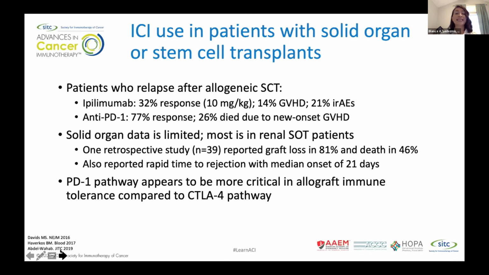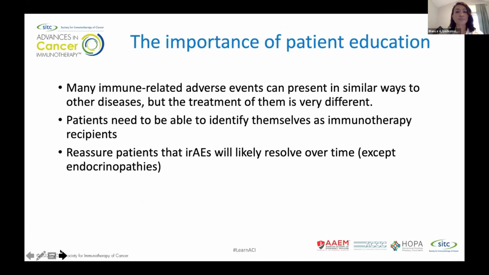The solid organ data is really limited. Most of it is with renal solid organ transplant. There is some data with other solid organ transplants, but it's mainly renal. In a retrospective study, they did see that 81% of patients had loss of the graft, and there were 46% deaths. The rejection happens pretty early on, with a median onset of approximately 21 days. So the PD-L1 pathway seems to be more critical in allograft immune tolerance compared to CTLA-4.